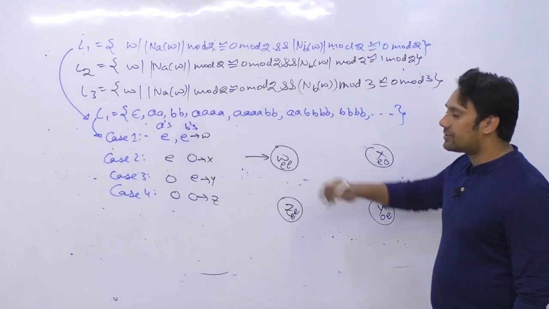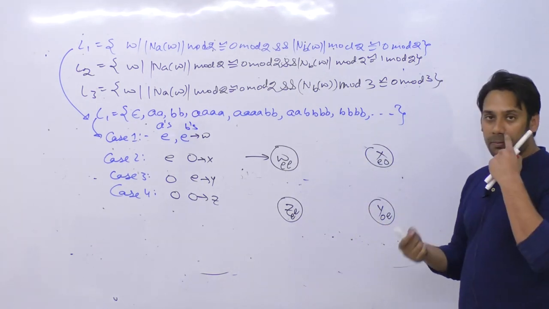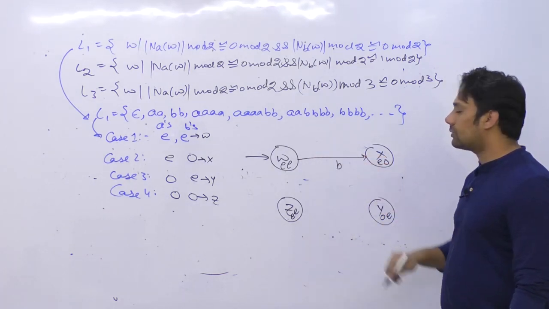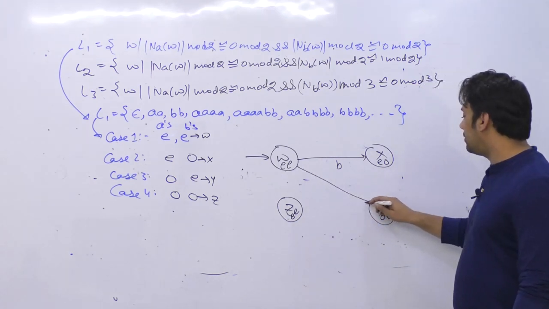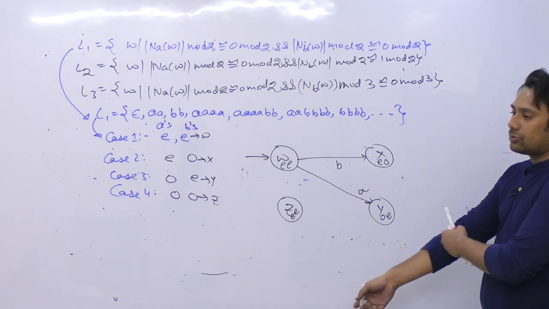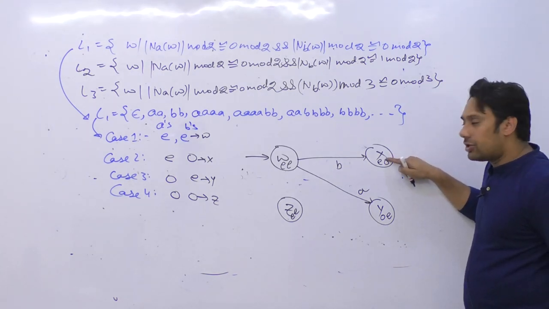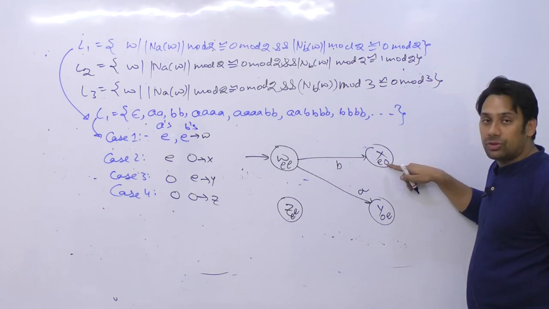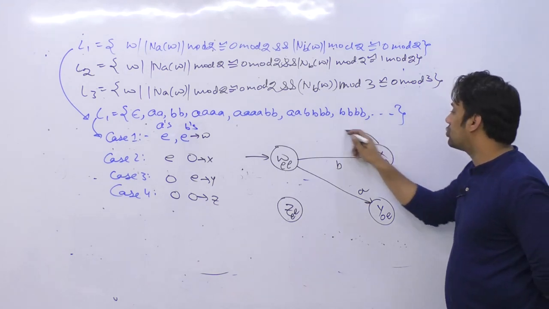So when you are at this state, when both of them are even, if you give one B, the number of B will become odd. If you give one A, then the number of A will become odd. Okay, now look at it carefully. If you are at this state, right now A is even, B is odd. If you give one more B here, then the number of B will also become even. So we'll go to this state.